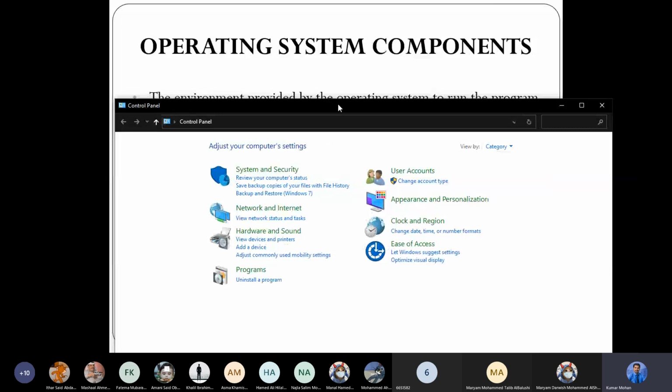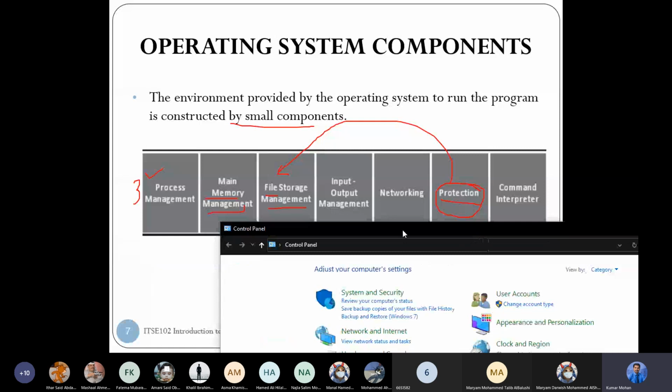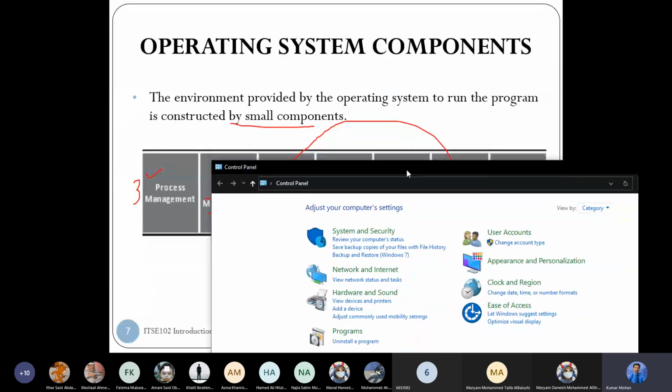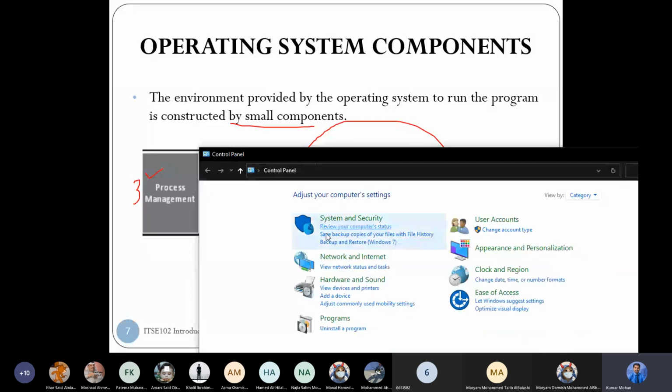See here, system and security. What is system and security? That is called your protection. What is network and internet? That is called networking. And what is this hardware and sound? It is related to your memory management, file management, and input output management. That is considered your hardware and sound. What is this program? Program is nothing but your process management. So all these things we are just seeing in the control panel.